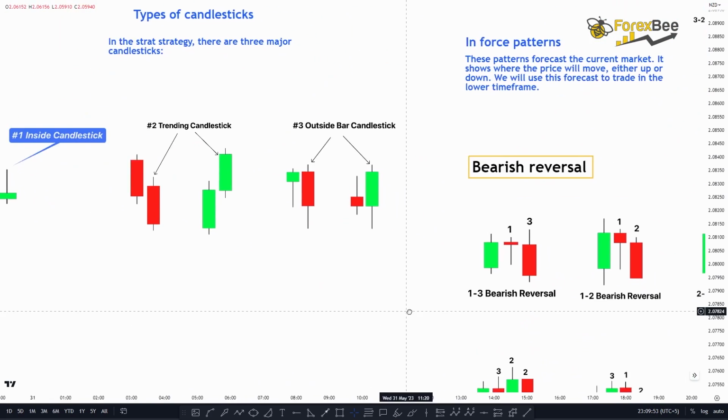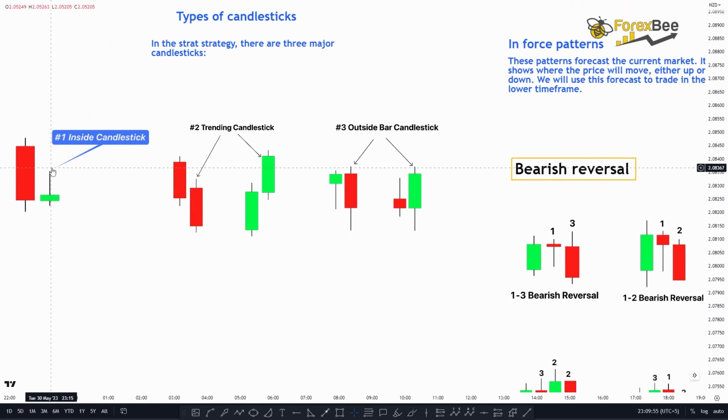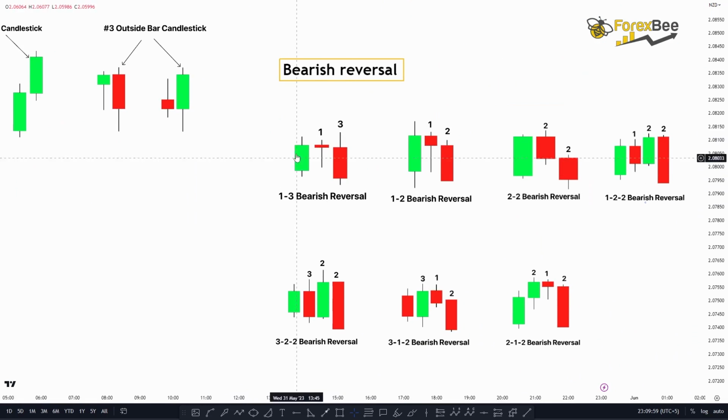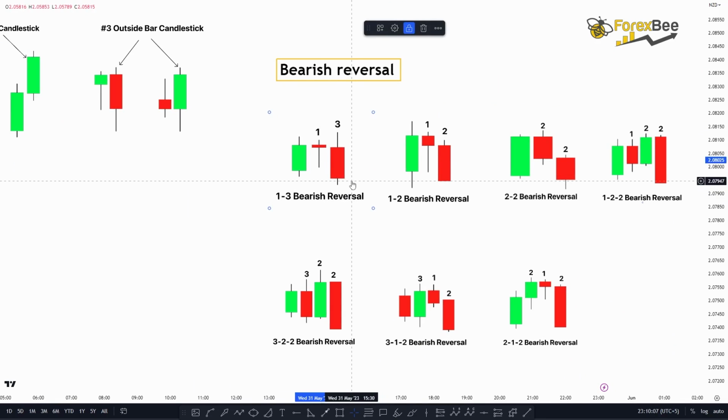And if you don't remember, 1 is the inside bar and 3 is the outside bar candlestick. By combining these two, 1 and 3, we have successfully detected a 1-3 bearish reversal, the strat pattern. What this pattern suggests is that the trend will move in the bearish direction. So we can mark these levels and go towards lower time frames to look for any trading opportunity.